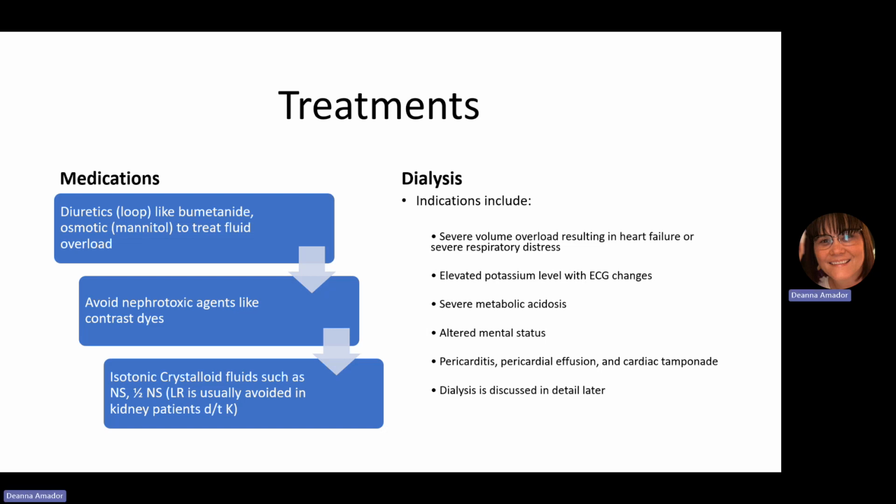You should be avoiding toxic agents like contrast dyes. And then you would be using isotonic crystalloids like normal saline, half normal saline. Usually they don't use LR or lactated Ringer's because it does have potassium in it, so they'll usually avoid lactated Ringer's with kidney failure. If you think about your diuretics, there are certain diuretics that they would avoid, and that would be your potassium sparing diuretics like spironolactone.